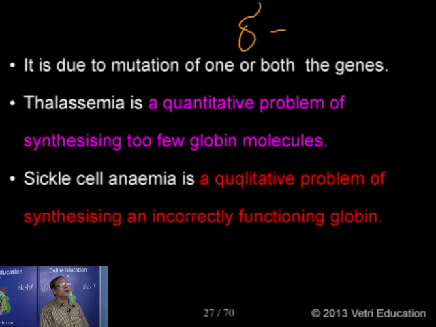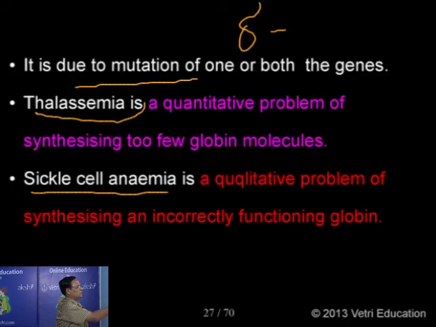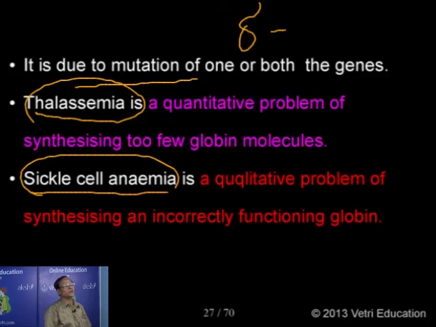Now, as I mentioned earlier, if you want to make a distinction between thalassemia and sickle cell anemia: thalassemia is a quantitative problem of synthesizing too few globin molecules. When there is mutation or deletion of the gene, there is a reduced synthesis of globin, either alpha globin or beta globin. So it is a quantitative problem, concerned only with a change in the amount.